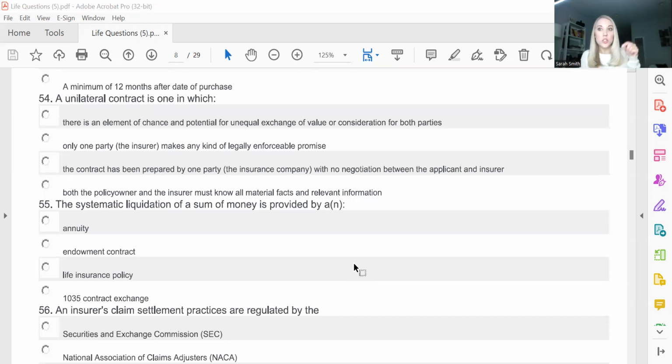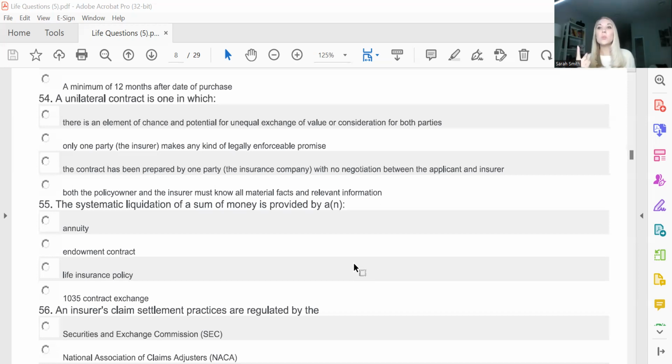So in an insurance contract, you have two parties, right? You've got the insurance company, which is the insurer, and then you have the insured, which would be yourself or your spouse or your children, right? The insured and the insurer, the thing being insured, the thing doing the insuring. Now, only one of those parties is actually making a legally enforceable promise, which is what makes it unilateral.